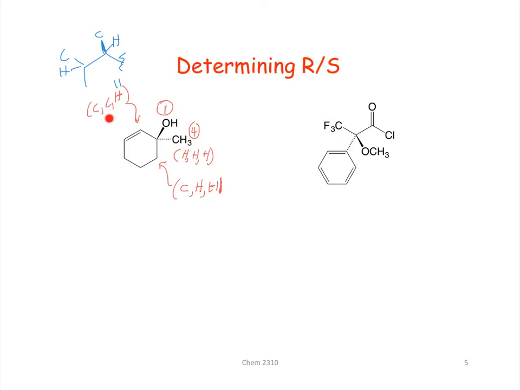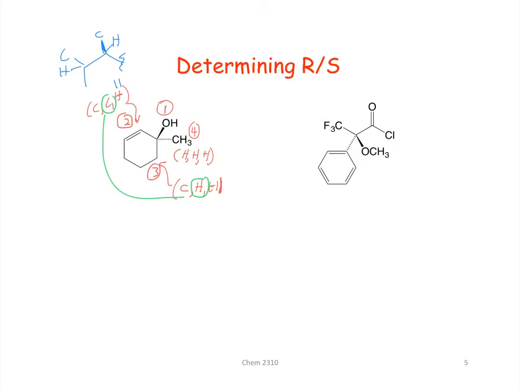Okay, so these other two are tied after the first atom. So we go to the second one. This one has an H at the second position. This one has a carbon. So the tie is broken at this position. Okay, so the one on top is going to be number 2. This is going to be 3.